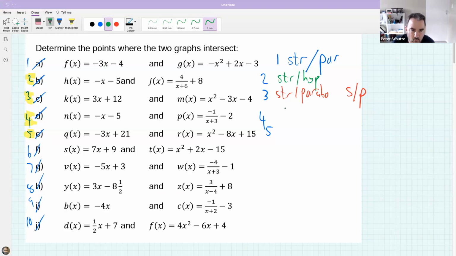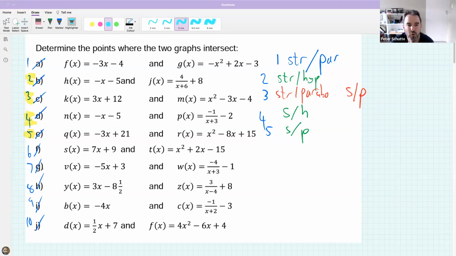So we're going to get back onto the questions here. For number 4, I would say a straight line and a hyperbola, so I'm just saying S and H. And for number 5, it's going to be a straight line and parabola. Okay, so we've done 1 to 5, we know how to recognize them.